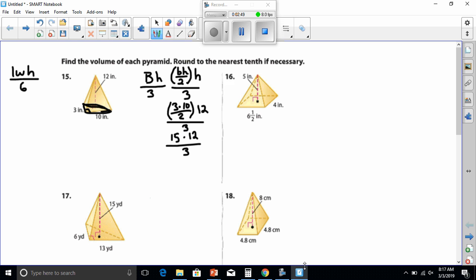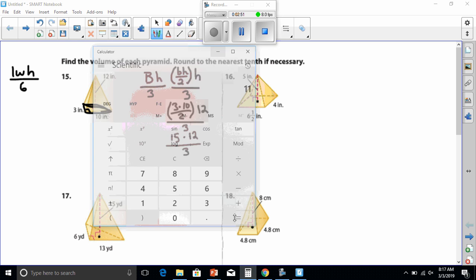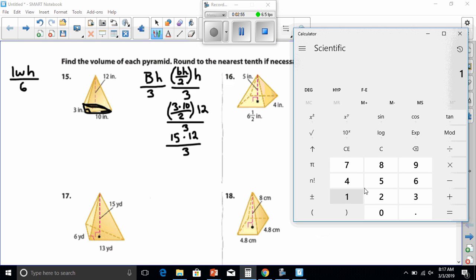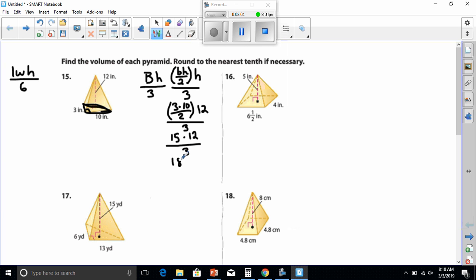Well, 15 times 12, I'll use my trusty calculator for that. 15 times 12, that equals 180. So now I have 180 divided by 3. And 180 divided by 3 is 60. So that means the volume of this pyramid is 60.